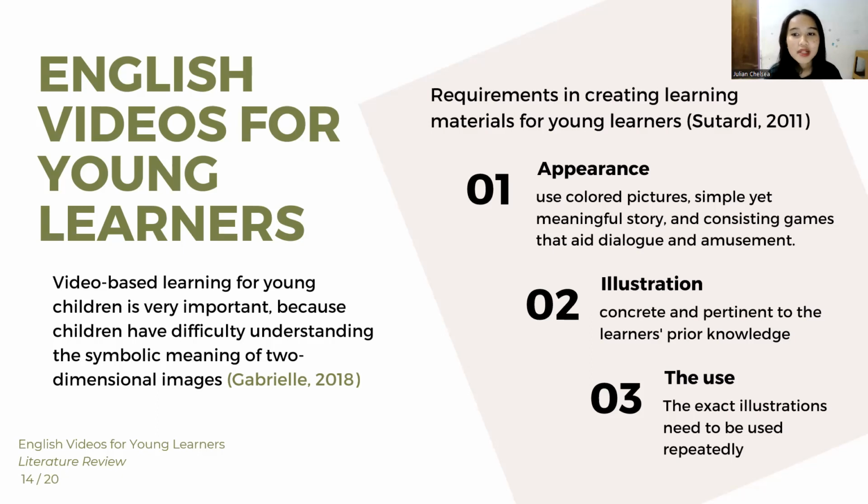And the second requirement is the illustration. The illustration needs to be concrete and pertinent to the learner's peer knowledge so that it will be more meaningful and they can relate it to their daily life. And the third requirement being the use. The exact illustration needs to be used repeatedly because, as we know, fluency is a skill, and they need to practice repeatedly in order to be fluent.